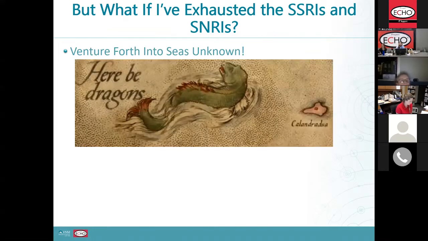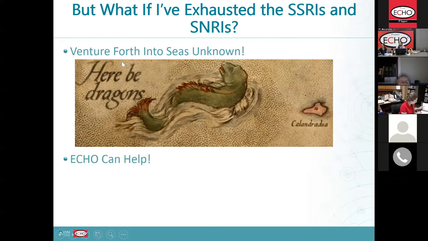And here's the map for you. And here's the normal land of SSRIs and SNRIs. And it's just called Calendradua. I don't know where that's from, but anyways. But over here, there's some dangerous territory, right? TCAs and MAOIs and augmentation agents, they seem kind of dangerous.